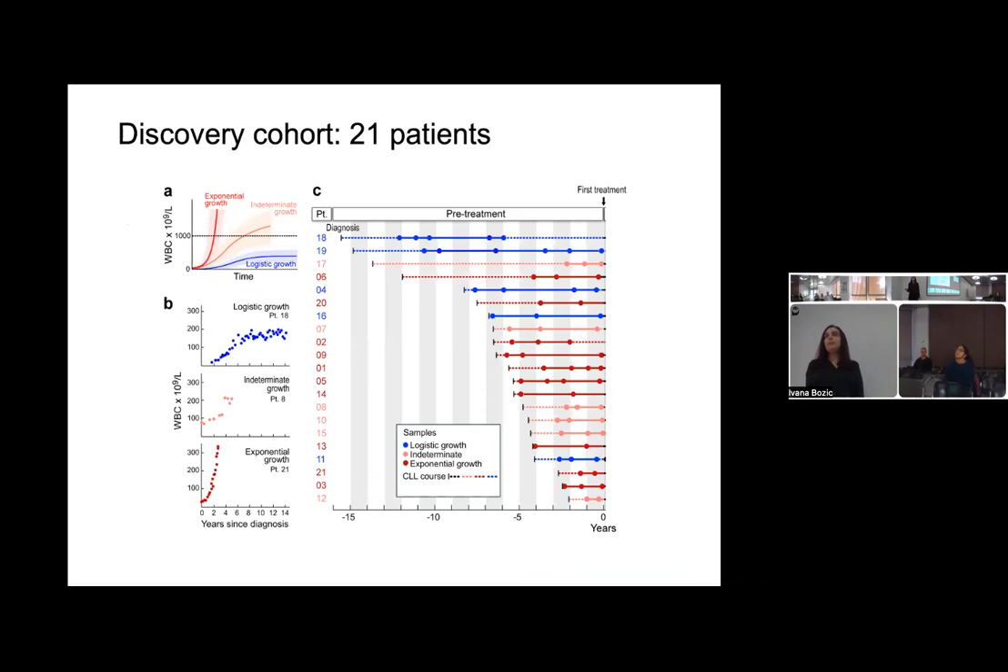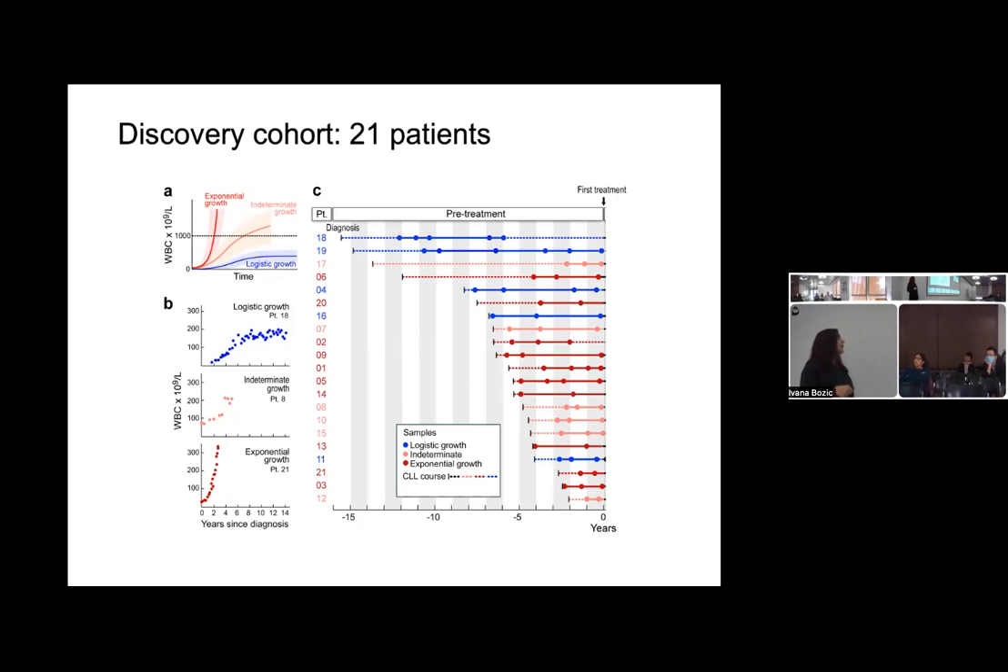So let me first explain our data. We had 21 patients in our discovery cohort. They were all treated at some point with this chemoimmunotherapy. But some of them were followed for like 18 years from diagnosis to treatment, whereas for some it only took 2 years from diagnosis to treatment. And these filled dots you see here are points where we had sequencing available.